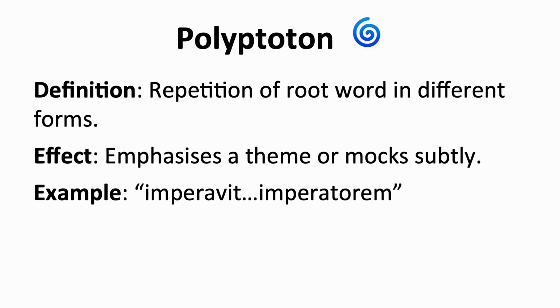Polyptoton is where the same root word appears in a different form. Here it's imperavit and later imperatorem. Normally Tacitus refers to Claudius as princeps, but here, once Messalina's scandal is exposed, he calls him imperator. Now there's a suggestion that Claudius is finally behaving like an emperor, and it's repeated with imperavit, he ordered, imperatorem, an emperor. So maybe he's mocking him, but it's the repetition here that comes through.